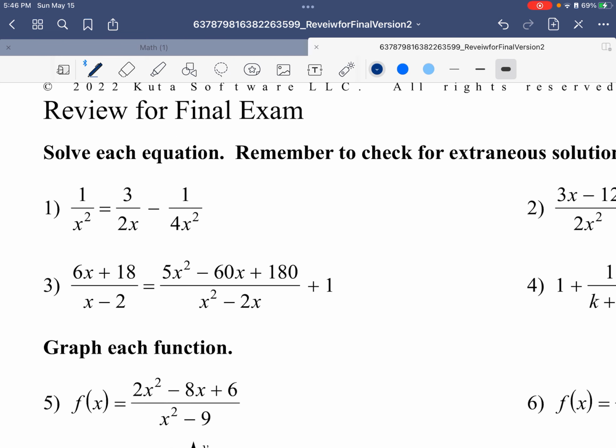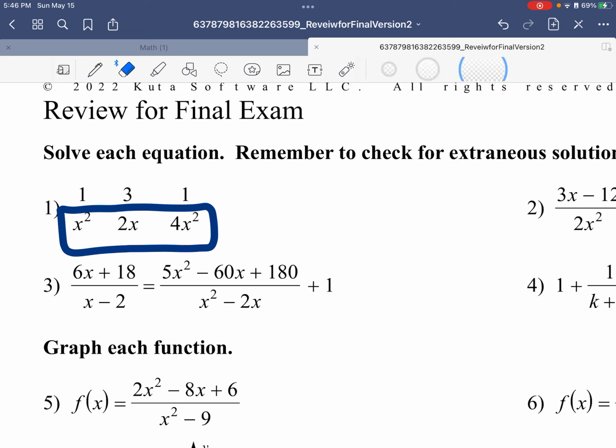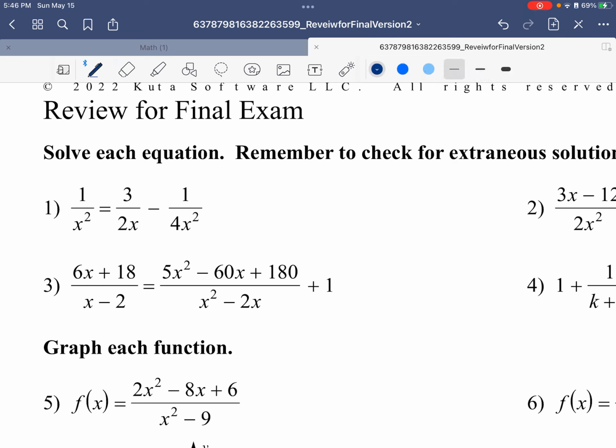So starting off with these equations, we have 1 over x squared equals 3 over 2x minus 1 over 4x squared. So the first thing is looking at our denominators. It's going to be easiest to pick the term with the greatest denominator and then multiply that denominator to both sides so that we're able to further simplify. So in this case, 4x squared has the greatest degree and is the greatest number. So we're going to use 4x squared and we're going to multiply it to both sides.